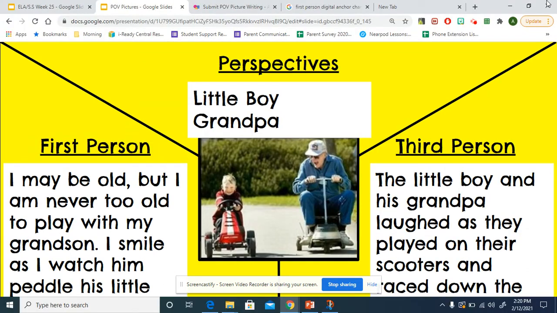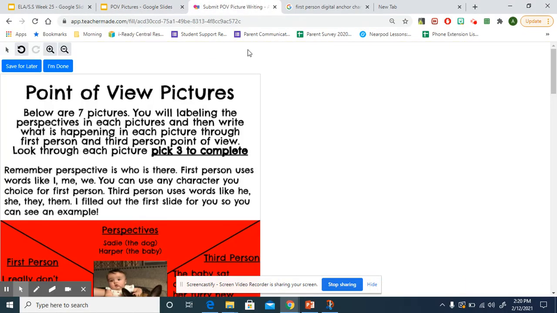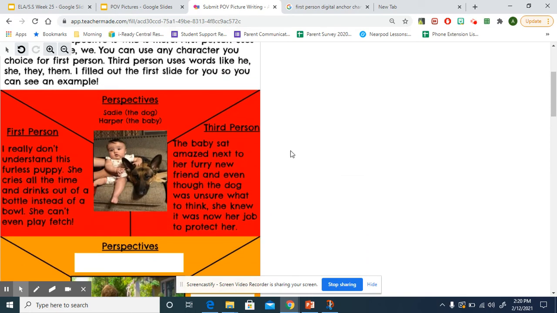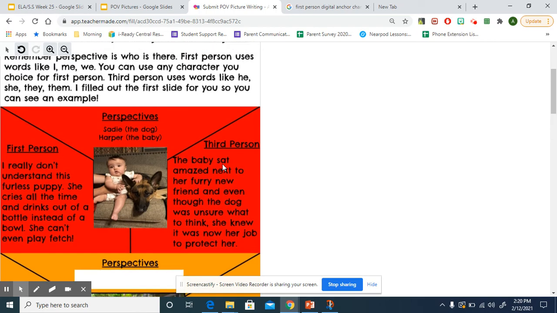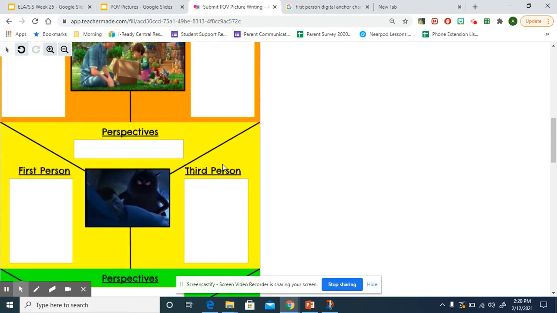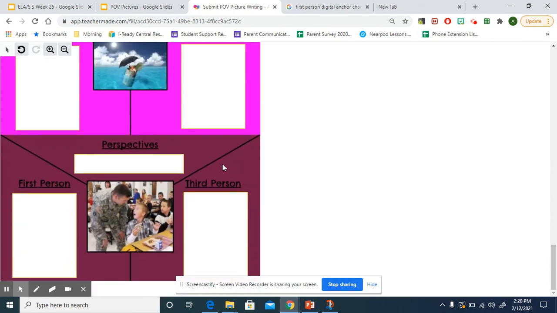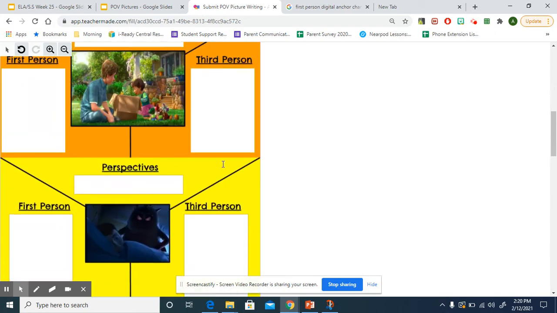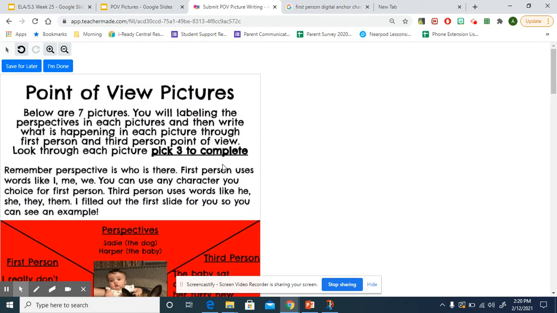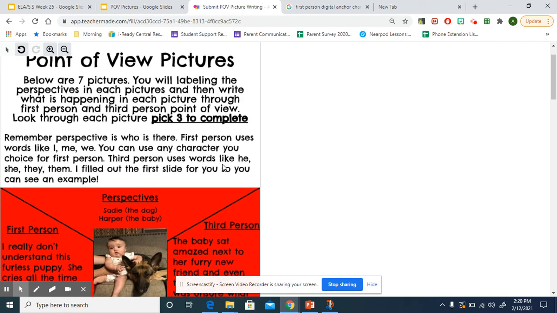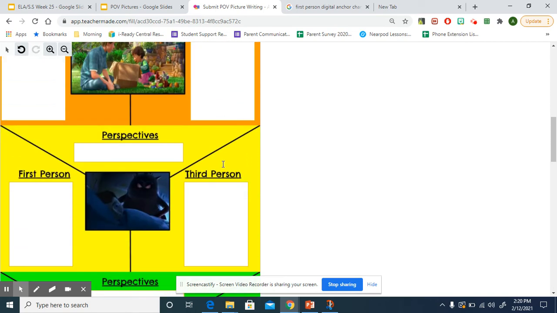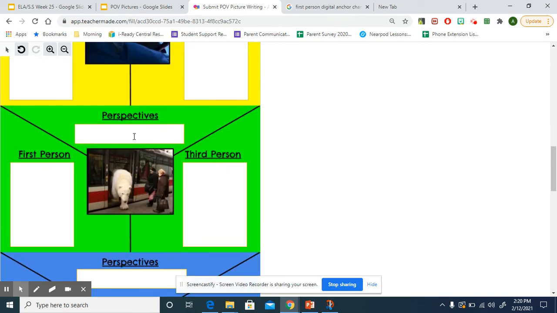So next you are going to be completing a similar thing on teacher made. So I have the same example right here that I used with Sadie and Harper, but there's also 7 other scenes that you can choose from. So you're going to choose 3 of these scenes, only 3. You don't have to do all 7, just 3.